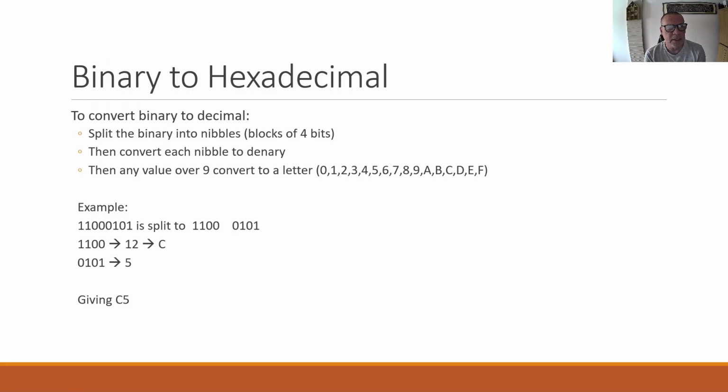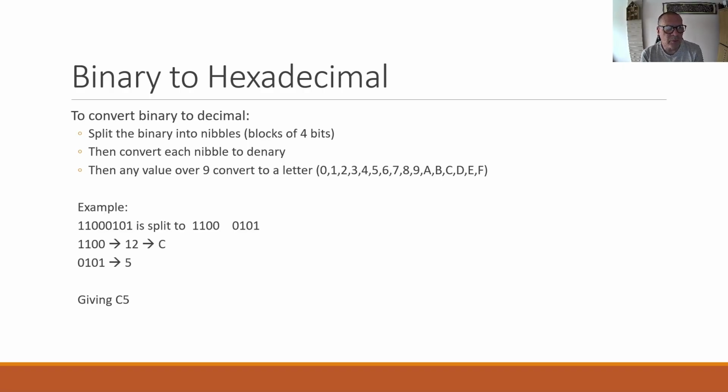Alright, binary to hexadecimal. To convert binary to hexadecimal, we split the binary into nibbles, i.e. blocks of 4 bits, and then you can convert each nibble independently. You can do one at a time. And then if you've got a value that's over 9, i.e. it's too big, then you start using the letters: A, B, C, D, E, F, according to how big the number is.